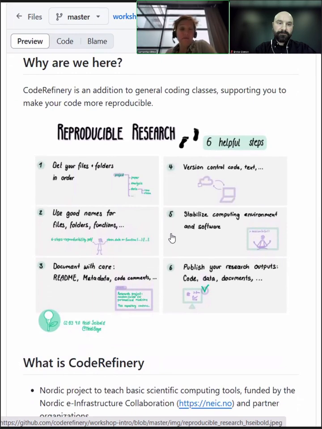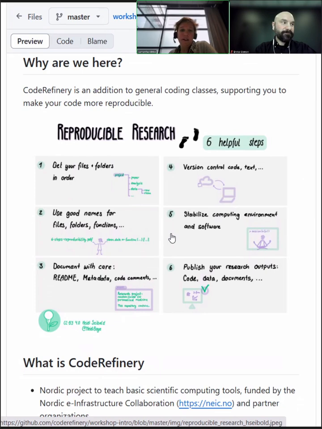Like this picture shows you very nicely. That's by our friend Heidi Seibold. And we always like to use it because it shows the 6 helpful steps to reproducible research. And that's basically where all of our lessons fit in somehow.